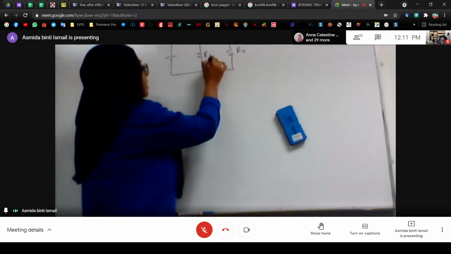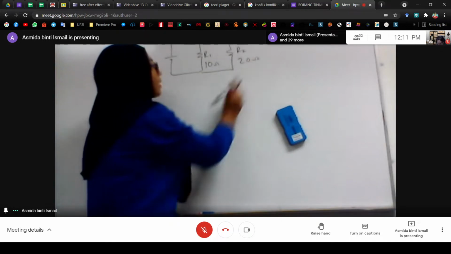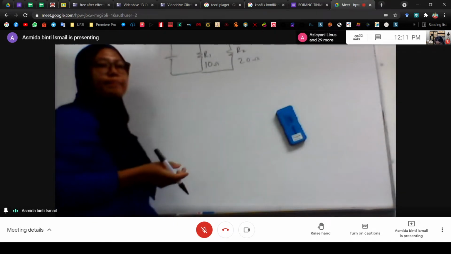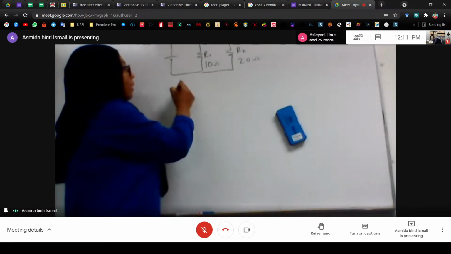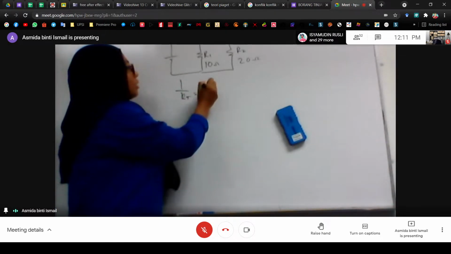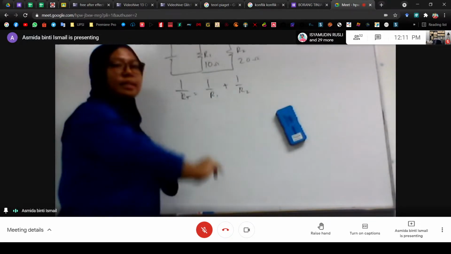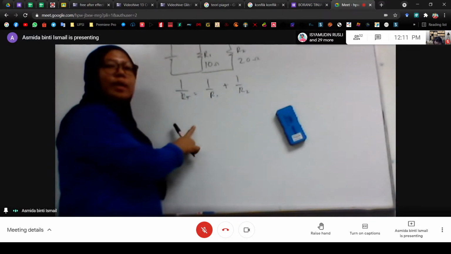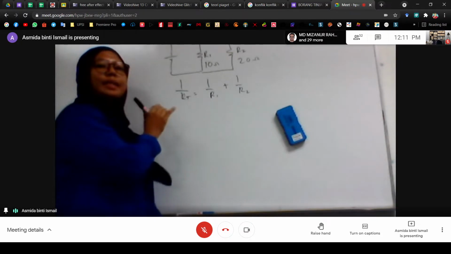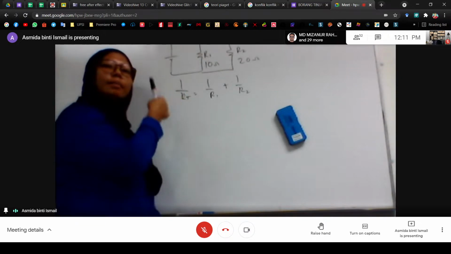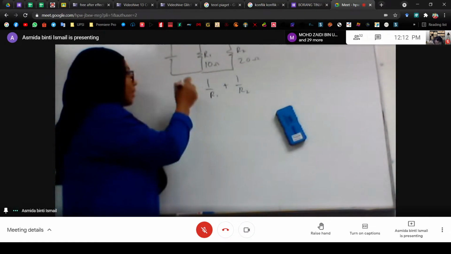Okay. This is 10 ohm. This is 20 ohm. Before this, we know that 1 over RT is equal to 1 over R1 plus 1 over R2, right? This is what I told you before. This is what I taught you in the previous slide. Use this formula.